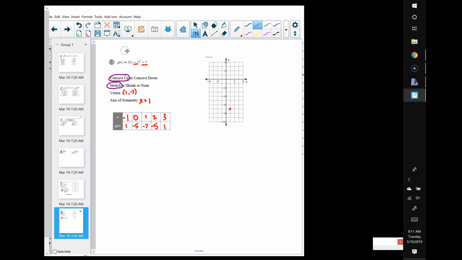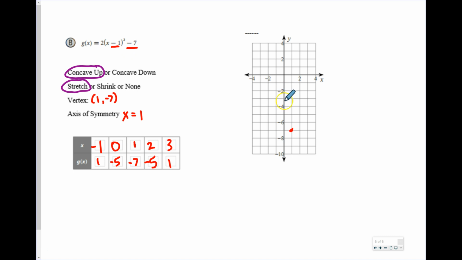And now I can go ahead and plot those points. So 0, -5, -1, 1, 2, -5, and 3, 1. And I've got my 5 points for my parabola.